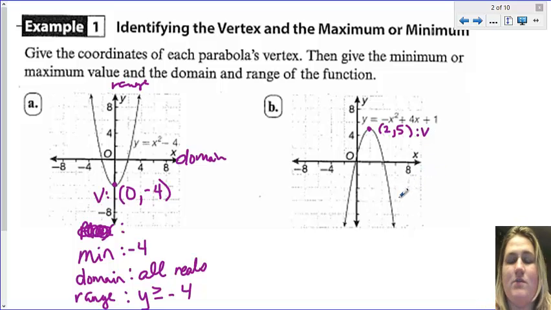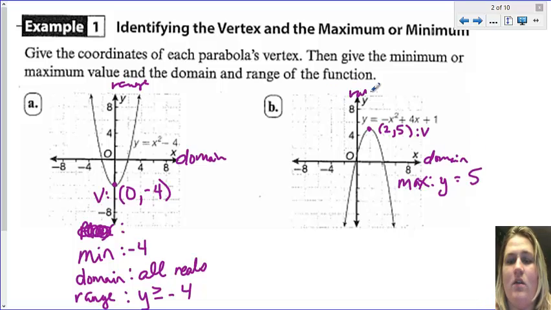The next thing I need to know is my minimum or my maximum. In this case, we have a high point, so we're going to have a maximum. And the maximum is going to be the y value. So the max is y equals 5. Then we need to know the domain and the range. So again, domain is x, range is y.